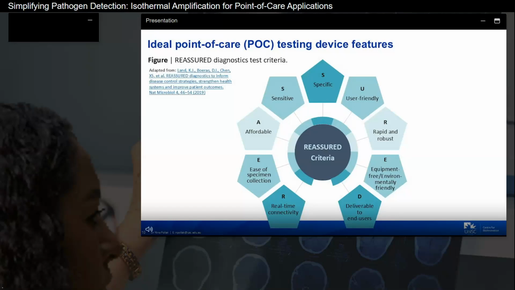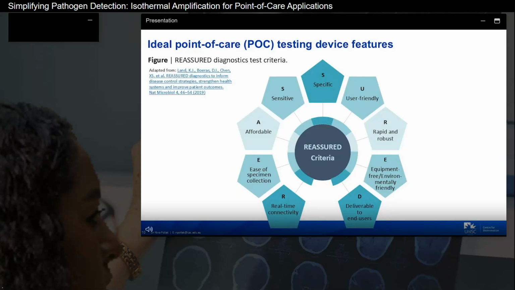R stands for real-time connectivity. Picture a test that seamlessly integrates technology. It connects with your mobile phones or readers to instantly relay data. This real-time connection means that healthcare providers have immediate access to crucial information, making timely decisions a reality.